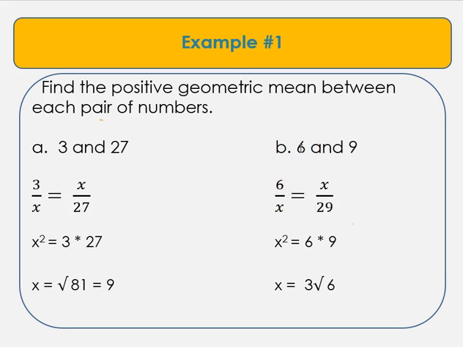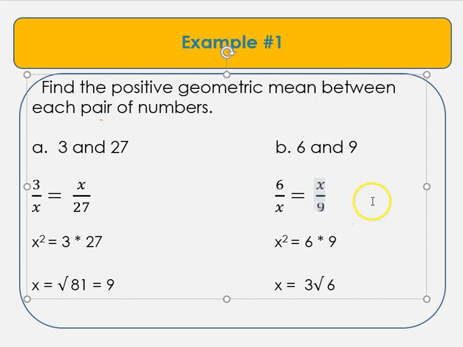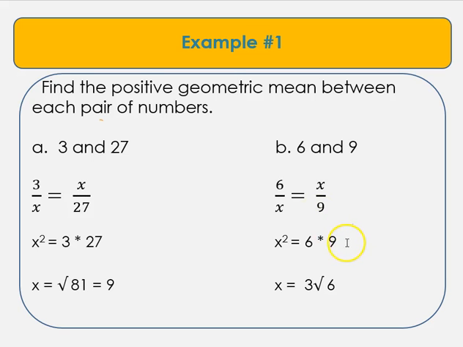Let's look at B. We have numbers 6 and 9, and, sorry, this is incorrect. There we go. So we have 6 over X equals X over 9, and X squared would be 6 times 9. And without going through the step, that would be X squared equals 54, or X equals the square root of 54, and the square root of 54 is 3 square root of 6.